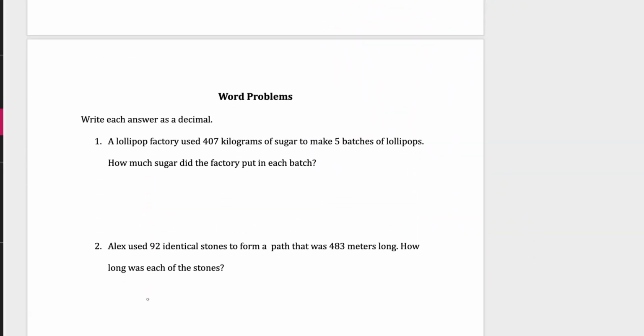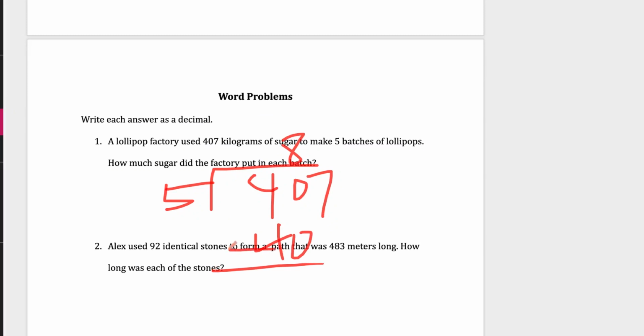Now going on to word problems. Number 1 says a lollipop factory uses 407 grams of sugar to make 5 batches of lollipops. How much sugar did the factory put into each batch? We're going to do 407 divided by 5. 5 goes into 40 8 times. So the 40 gets cancelled out. But we drag down the 7. 5 goes into 7 one time.